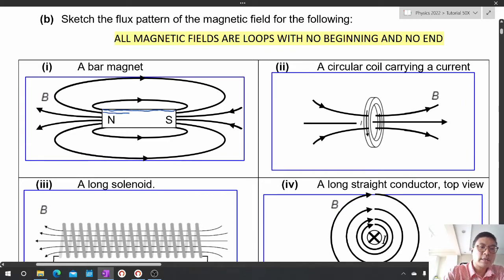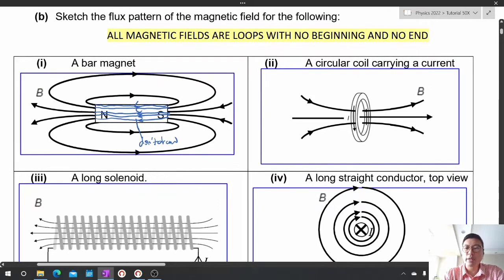The magnetic flux travels inside the bar magnet from south to north, but this part of the flux is normally not drawn in the diagram for clarity reasons. Okay, so normally we don't draw this. For the circular coil carrying a current, make sure to also draw the loops outside the coil.